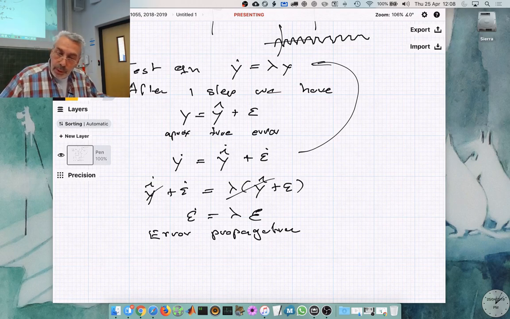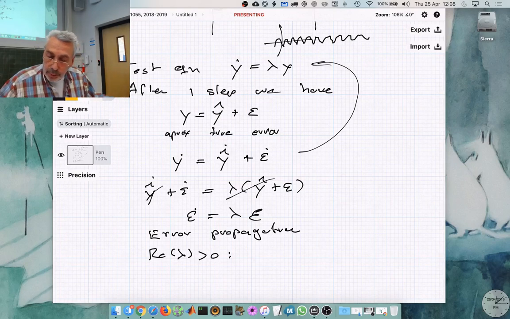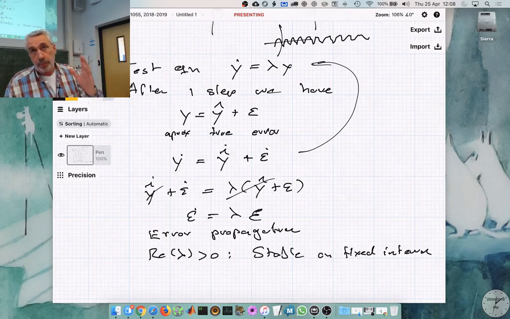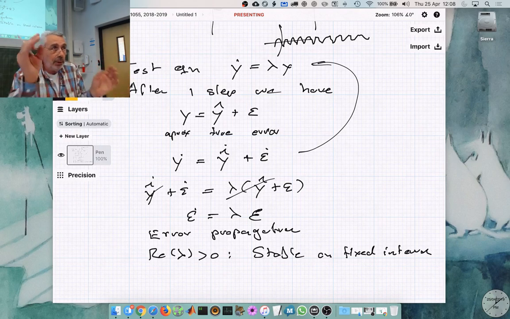Now, if the real part of this lambda is positive, then the system is stable only on a fixed interval. And of course you understand that immediately, because if we have an exponentially growing system, then of course the errors we make are exponentially growing. So only on a finite interval we can limit the growth by taking smaller steps and adding up these smaller errors.